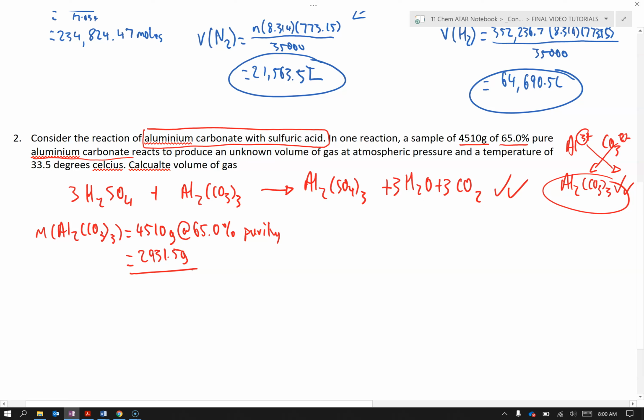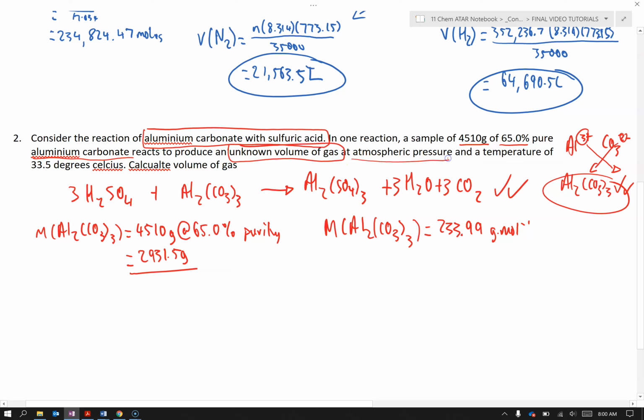Would you agree with me that I can also calculate my molar mass of aluminium carbonate by doing some maths? Al2(CO3)3. Add all of those molar masses up of all of those elements, and I get 233.99 g/mol. Excellent. Is there anything else my question tells me? It's an unknown volume of gas. Okay, so I'm looking at the volume of gases.